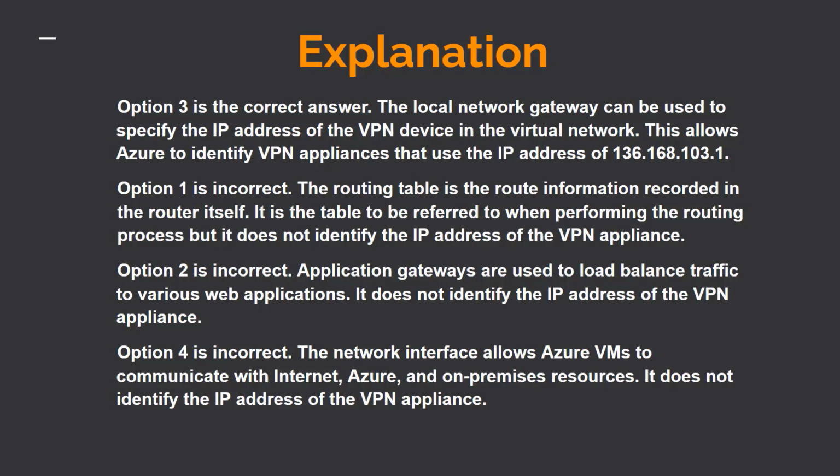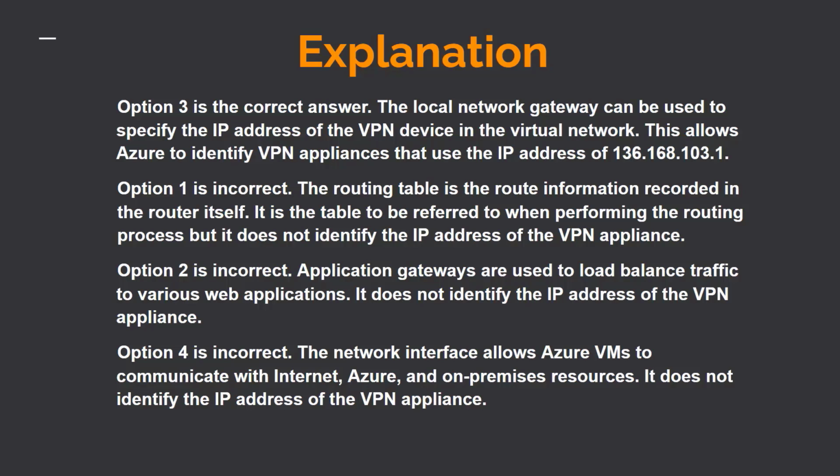Explanation. Option 3 is the correct answer. The local network gateway can be used to specify the IP address of the VPN device in the virtual network. This allows Azure to identify VPN appliances that use the IP address of 136.168.103.1. Option 1 is incorrect.